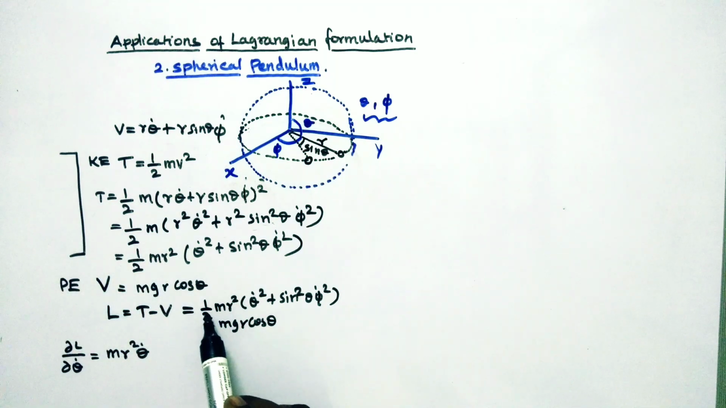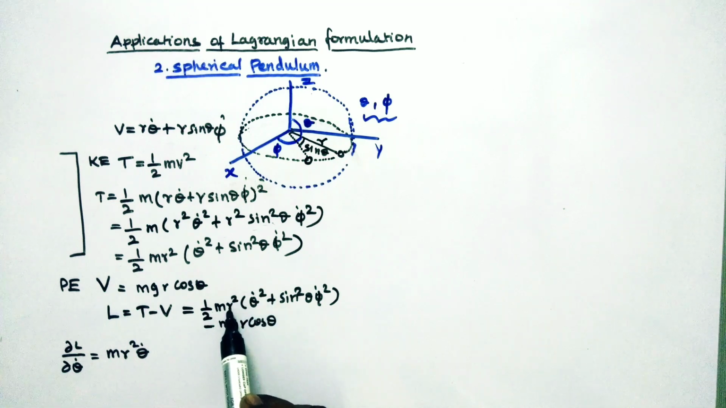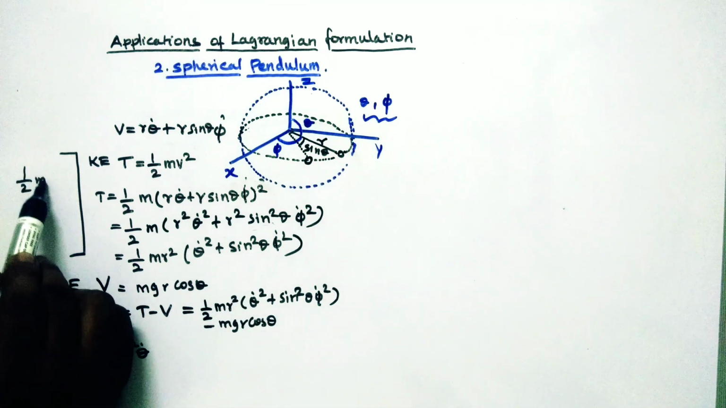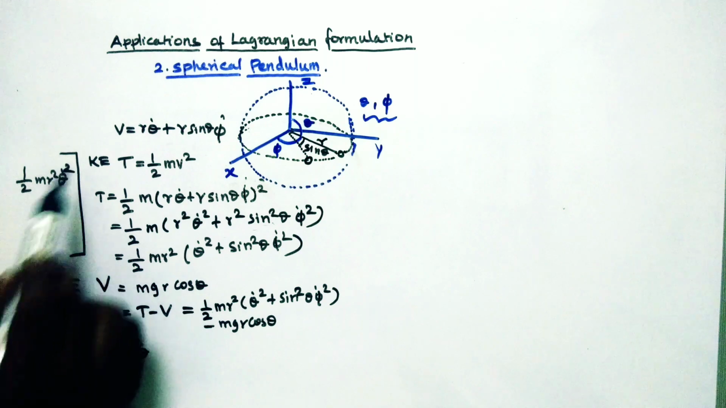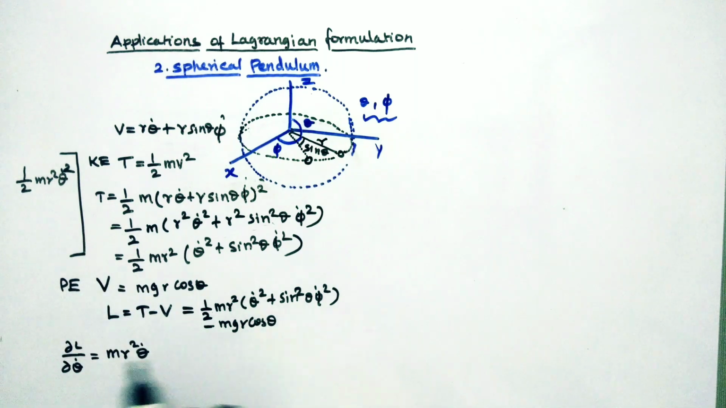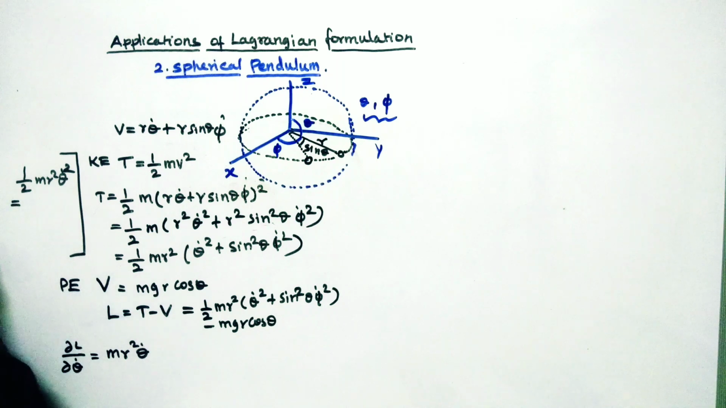Now we put the half m r square inside the bracket term. We get half m r square theta dot square. The remaining terms are cancelled because we are differentiating with respect to theta dot only. Therefore, we can differentiate here.